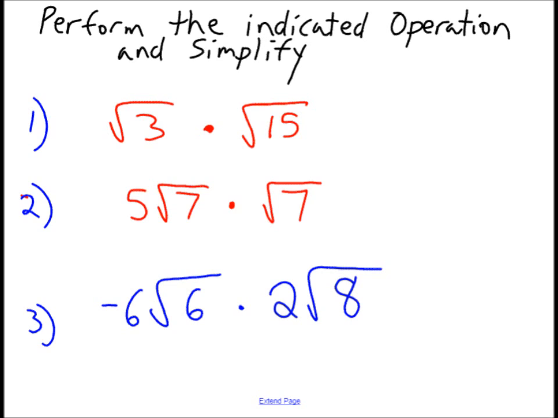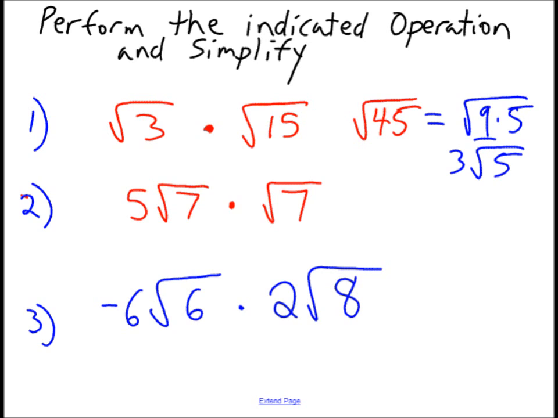For the first one, we multiply the radicands and we get root 45. Now I have to simplify. The biggest perfect square that goes into 45 is 9. So I rewrite 45 as 9 times 5. And the square root of 9 is 3, so my final answer is 3 root 5.